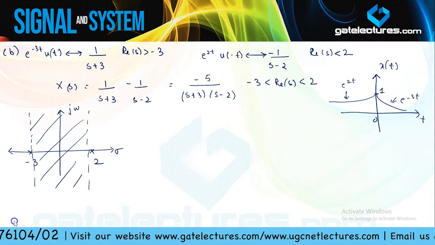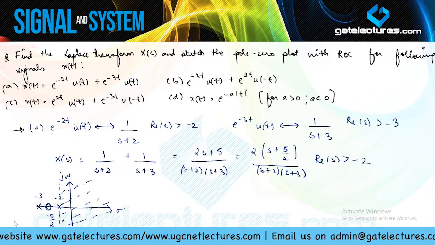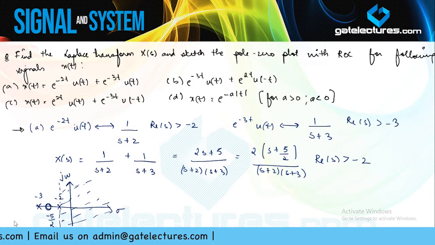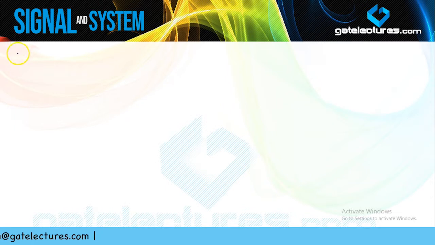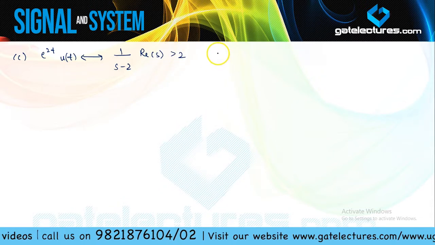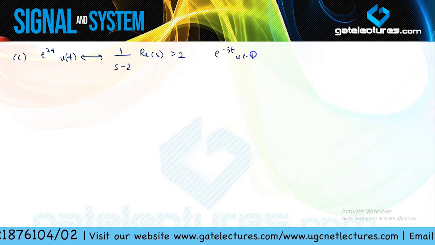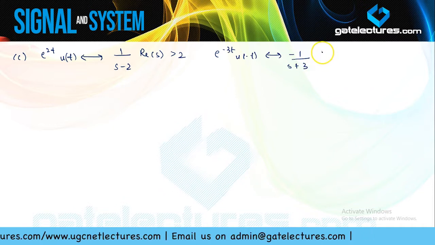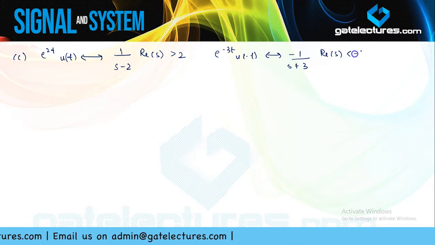Now look at the next part, the third part. Now they have given a signal e to the power 2t u(t) plus e to the power minus 3t u(minus t). We are going to follow the same procedure. The Laplace transform of e to the 2t u(t) is going to be 1 by s minus 2, and the ROC is going to be real part of s greater than 2. For e to the power minus 3t u(minus t), it is going to be minus 1 upon s plus 3, and the ROC is going to be real part of s less than minus 3.